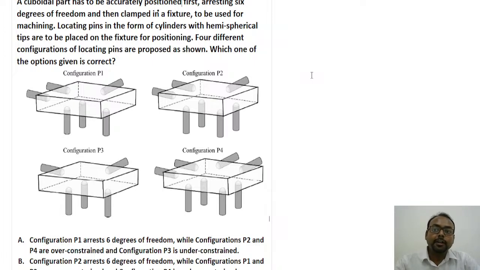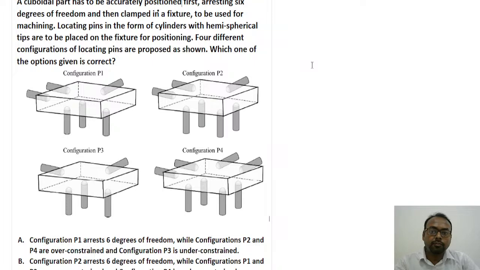Here you can see that a cubical part has to be positioned by arresting the 6 degrees of freedom with the help of a clamped fixture. This question is from the jigs and fixtures topic, and here you have to arrest all the 6 degrees of freedom with the help of the clamping. You see four different figures given, and in each figure, different clampings are there at different surfaces.